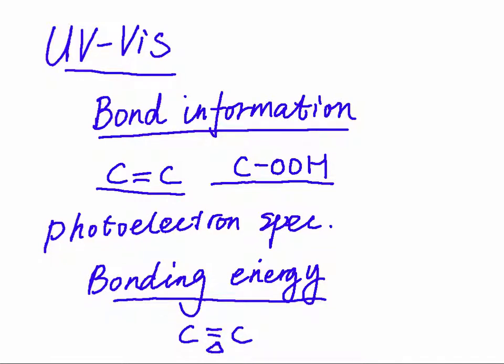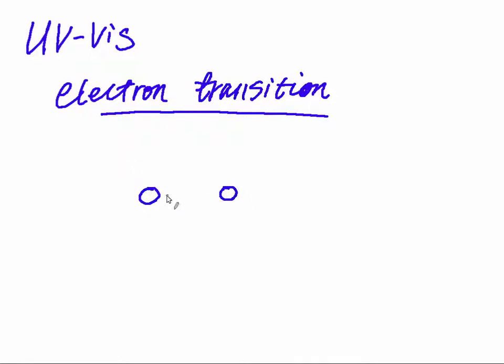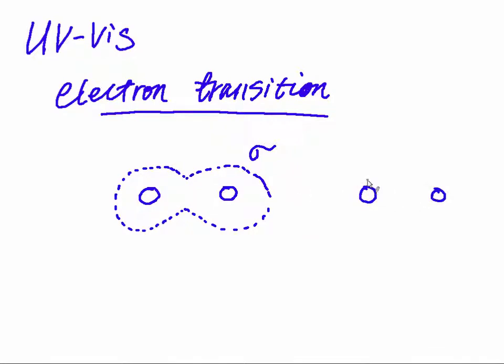Now we start to dig into the details of UV-Vis. In UV-Vis, the signal is produced by electron transition. Let's take a simple example: two atoms, a molecule, there's a bond, and this bond is constructed by an electron cloud. Let's say it's a single bond. We draw this sigma electron, an electron at the sigma orbital.